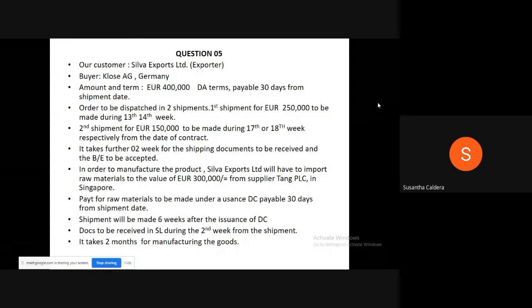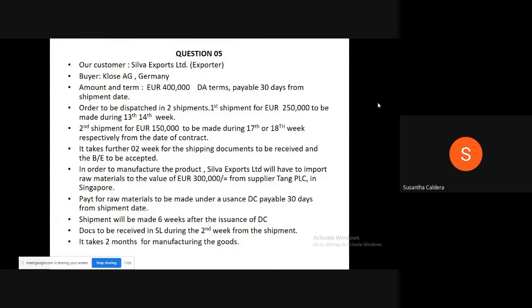Shipment date. Right? From the 13 to 14 week shipment date, we don't need to add anything more. The 2 weeks are already included in the 30 days. That is 4 weeks. Then it will be 13th to 14 plus 4 weeks. That is 17th and 18th week. Right? 17th and 18th week.